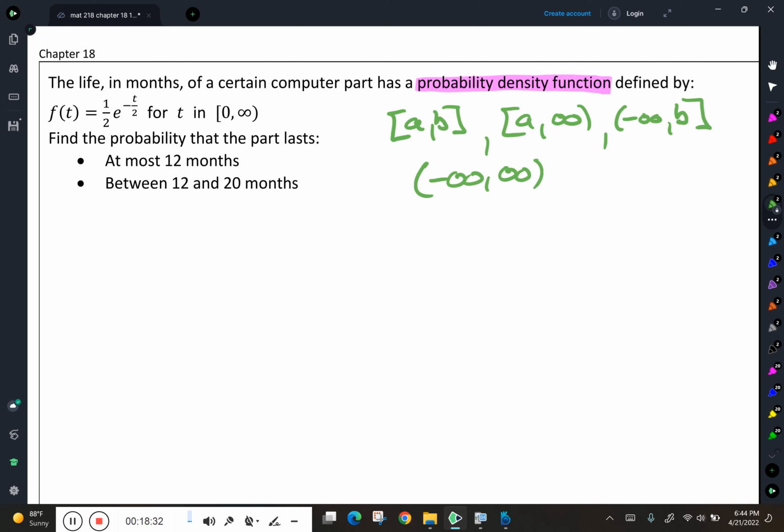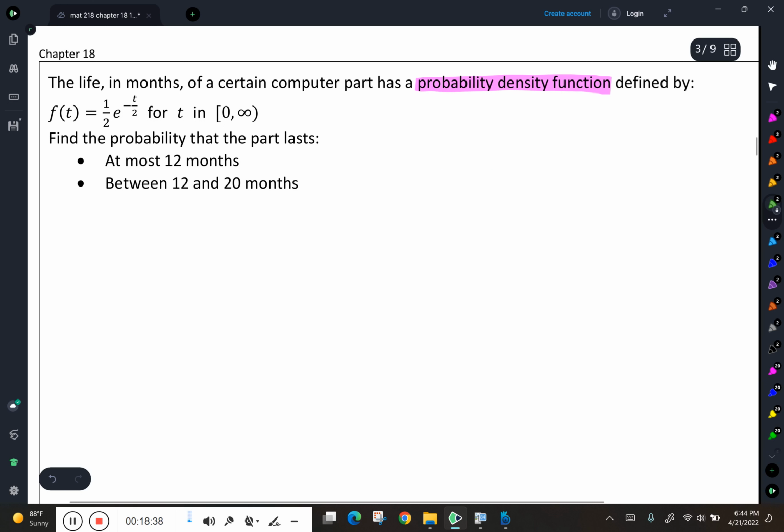So the fact that this one goes from 0 to infinity just means that this computer part can't last shorter than no time, but could last theoretically forever. Okay? All right, so let's find out what they want us to do. Find the probability that it lasts at most 12 months.